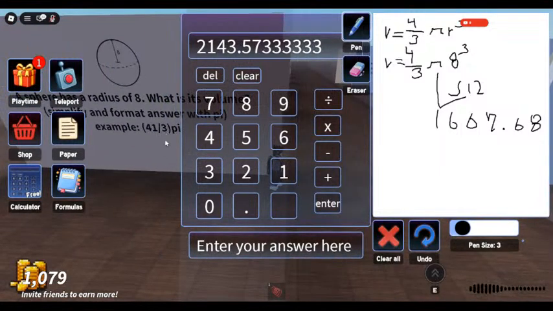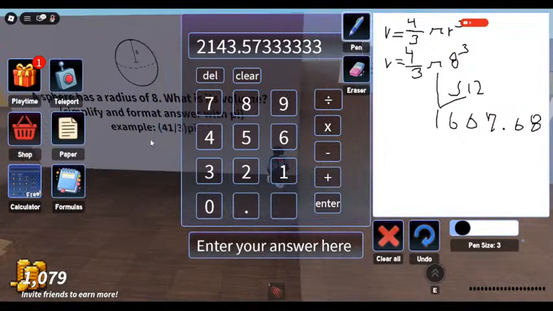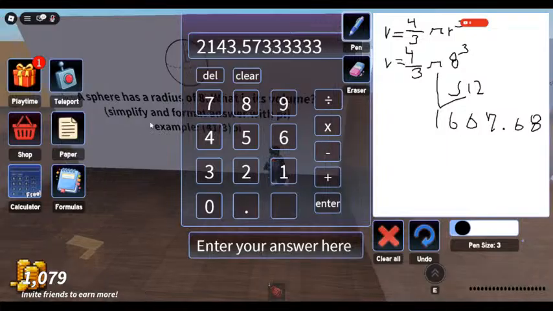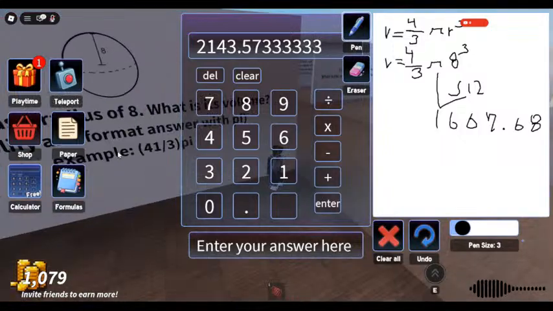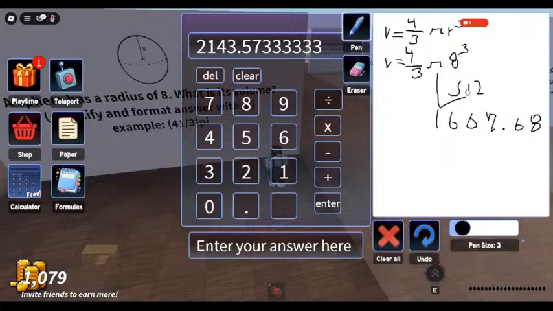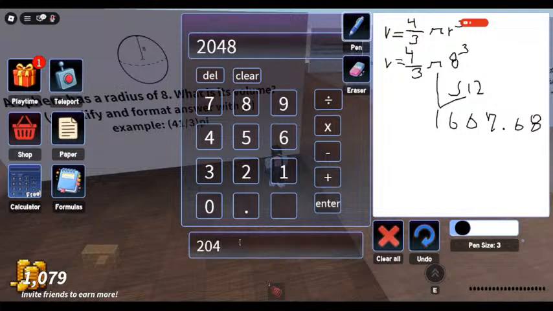41 over 3. With pi. Oh, okay. So we don't actually times it to the pi. It's 512 times 4. Okay. So then 2048. So then 2048 divided by 3 pi. Yep.